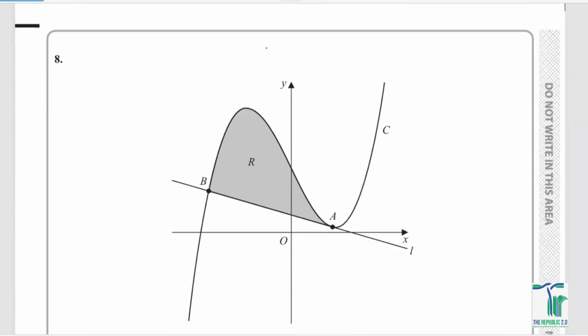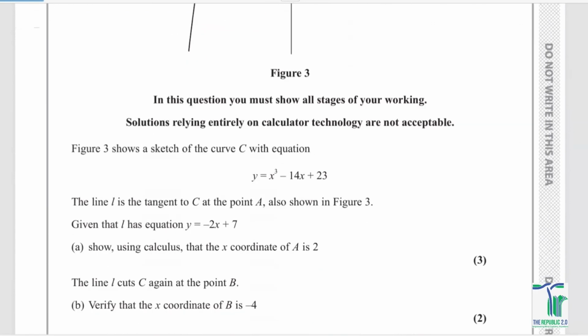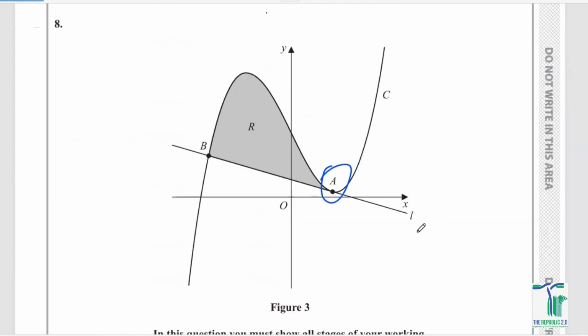Now we'll get to question number 8, and we have got the straight line and this curve. In this question, he says that you've got a curve, you've got a straight line. Using calculus, that is very important, find that the x coordinate of A is 2. A is basically a turning point in the curve, right? So we'll look for the turning point, and if it is going to be a minima, then it is going to be a minima.